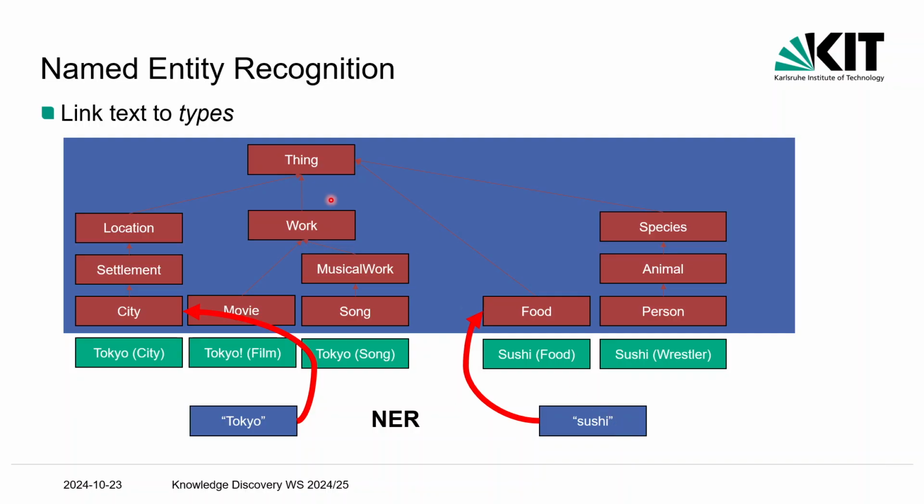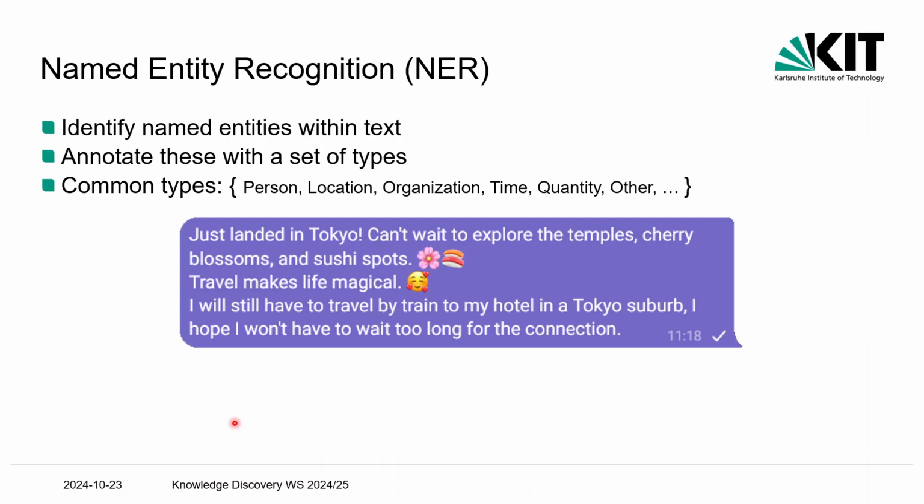So it's this upper part here that we're trying to recommend or try to classify on for text in theory. In practice for NER, we tend to just use fewer types. There are fine-grained approaches, but the most common types tend to be person, location, organization, time, quantity, or other, if your system discovers, okay, this is a named entity, but I don't know what kind.